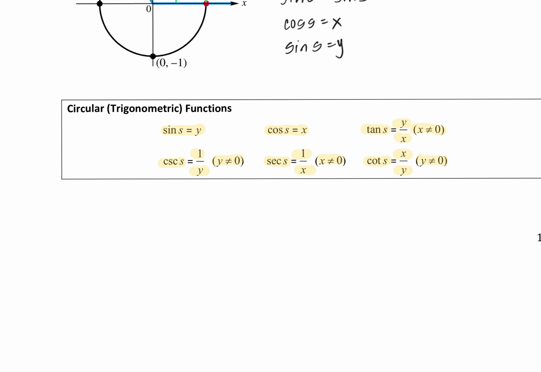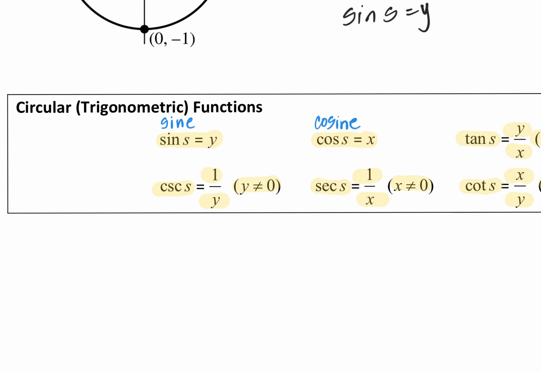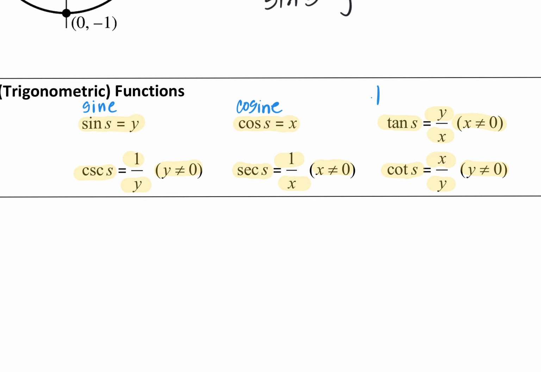So let me write out our functions in long form. When I say the sine function, it's written as SIN as an abbreviation, but the full name is sine, SINE. Cosine is COSINE. Tangent, TANGENT. I can't even spell.